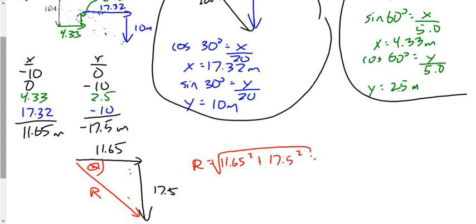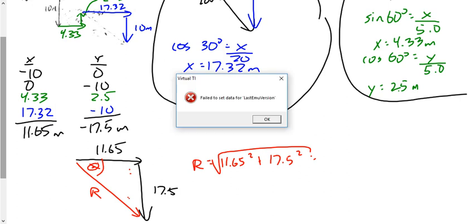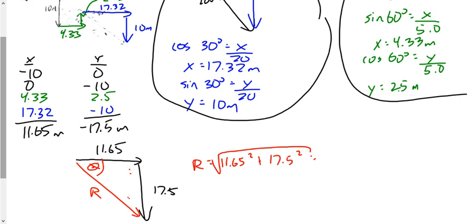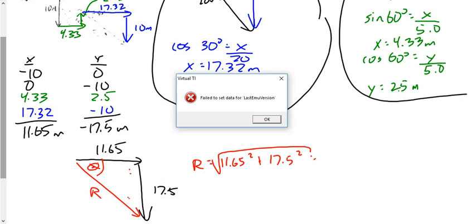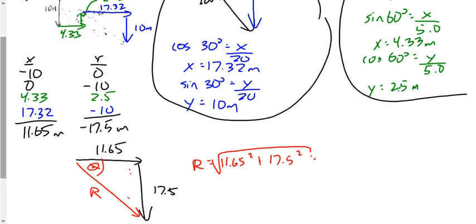Okay, we'll do that on the calculator then. We get 21.01, or we'll just round that to 2 digits, 21 meters.